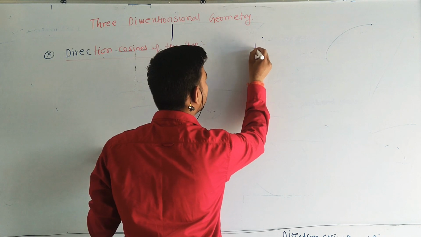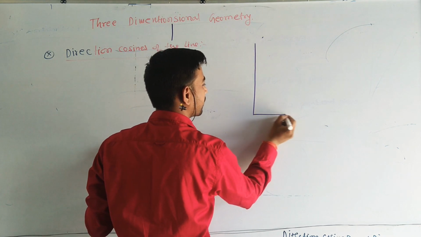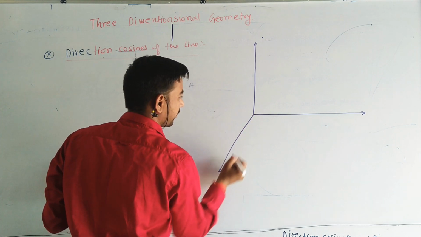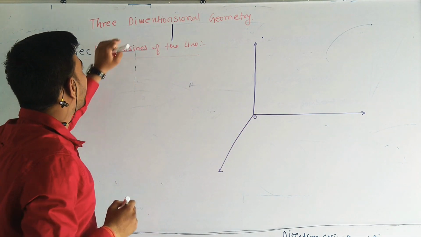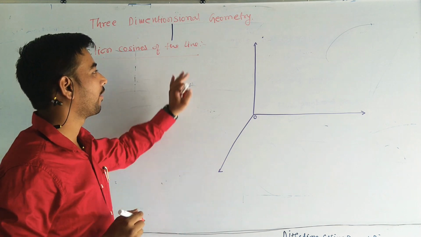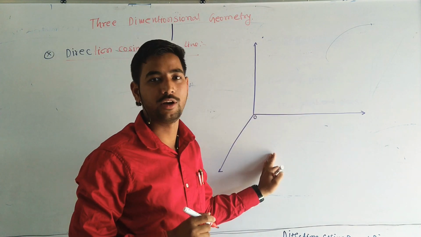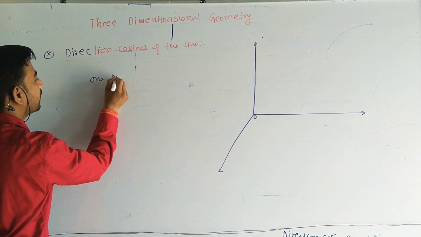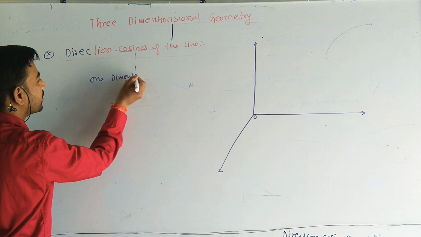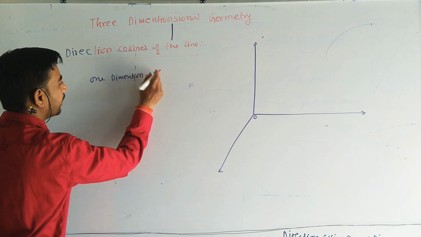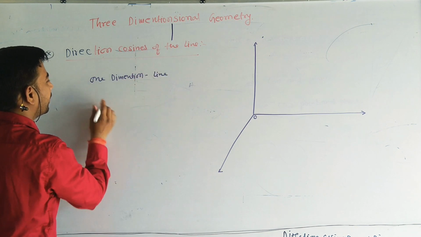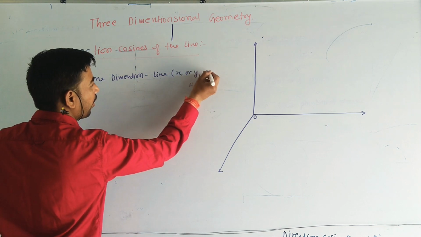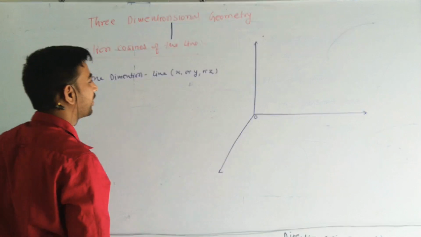Suppose we have 3 axes. This is the 3D axis, and this is the origin. Actually we are studying three dimension geometry, that's why we use the word 3D. Because in one dimension, you have a line, and only one coordinate, either x or y or z, is required to describe that motion.